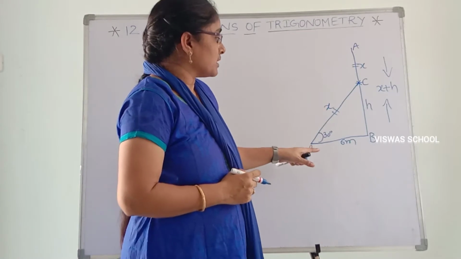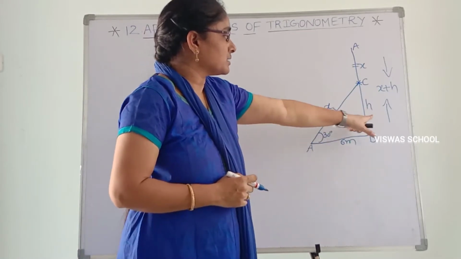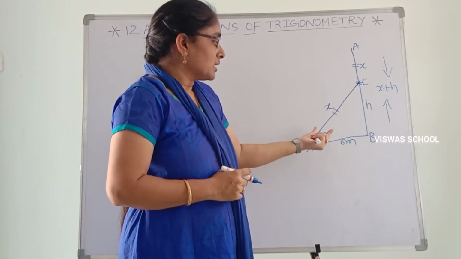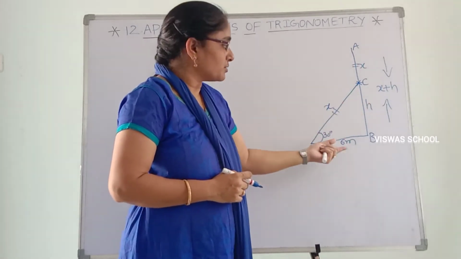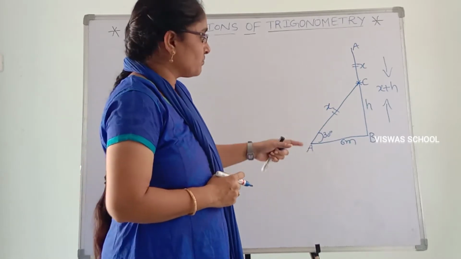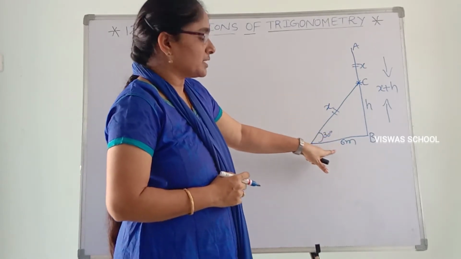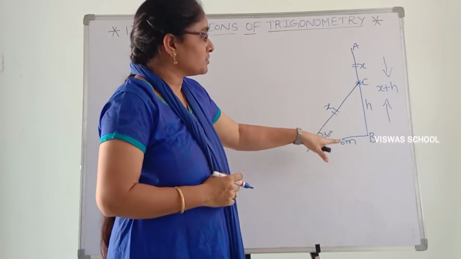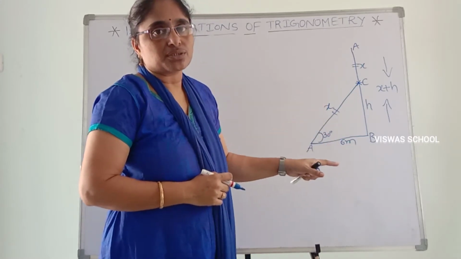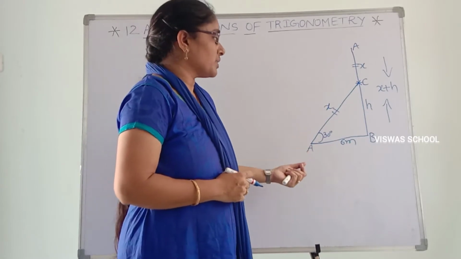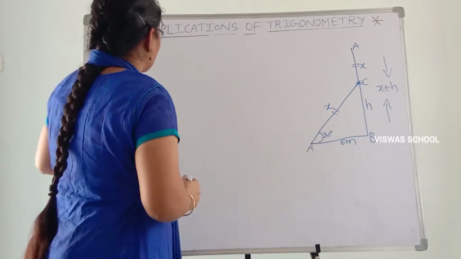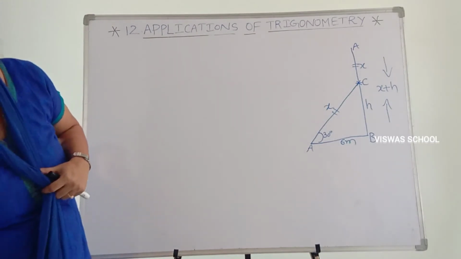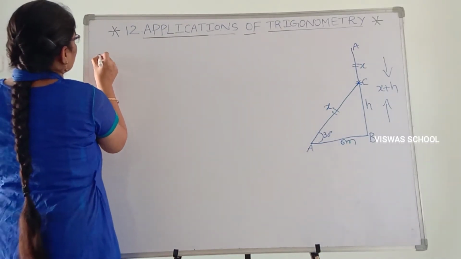Here, if you take these two, this is opposite to theta and this is adjacent to theta. That is, the trigonometric ratio related to these two is tan. And this is X and this is 6 meters. This is the hypotenuse and this is the adjacent. Related to these two, the trigonometric ratio is cos or secant. You can take anything here. And this is the second problem now.